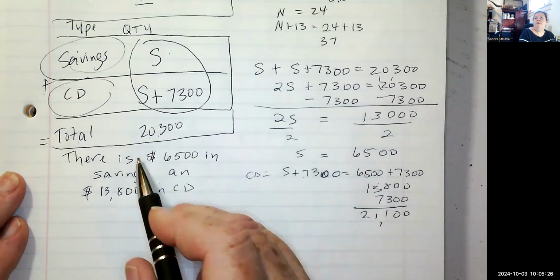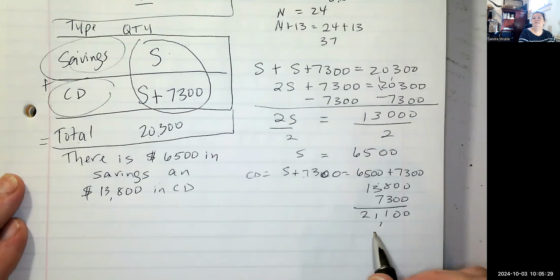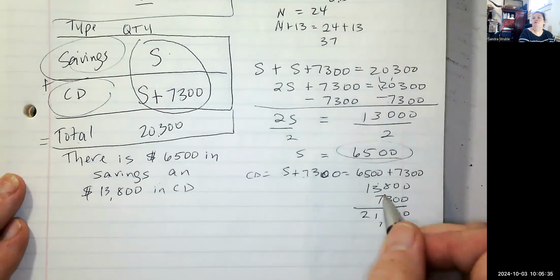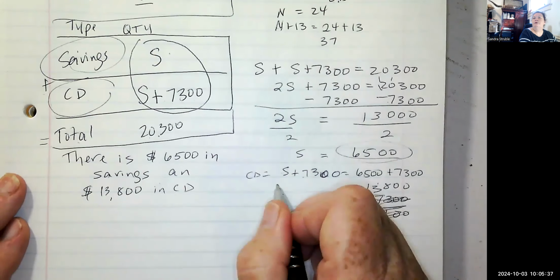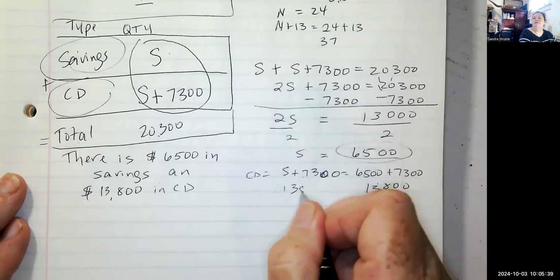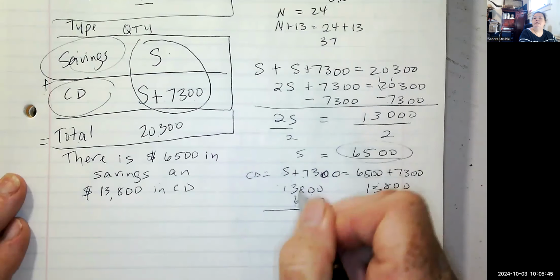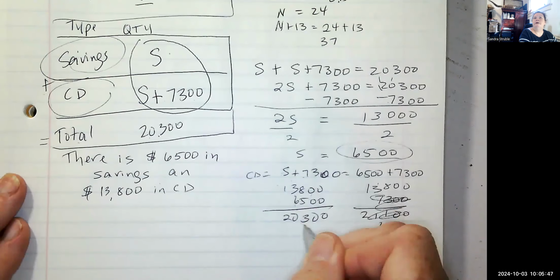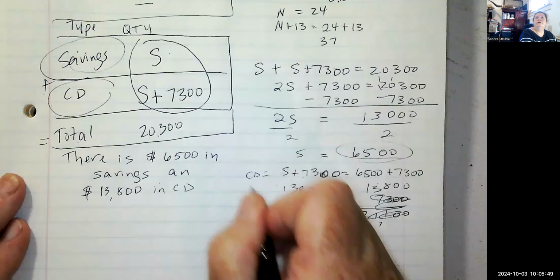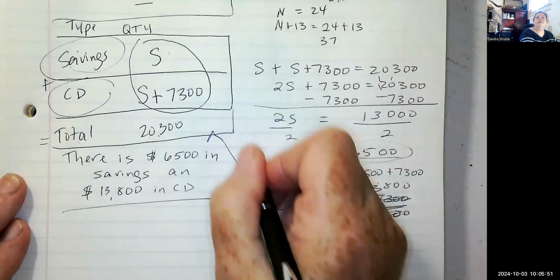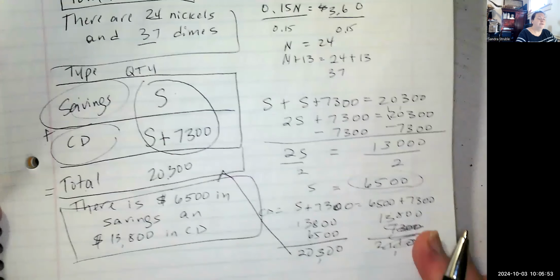Oh, something's wrong. Oh, I shouldn't have. Savings is 6,500. Oh, Lord, y'all, I'm so sorry. So 13,800 plus the 6,500. There we go. That feels better: 20,300. Woohoo! It equaled. That means this is correct. We're good to go. One more, y'all.